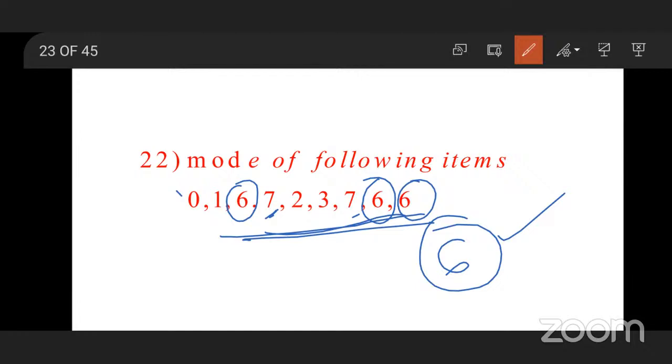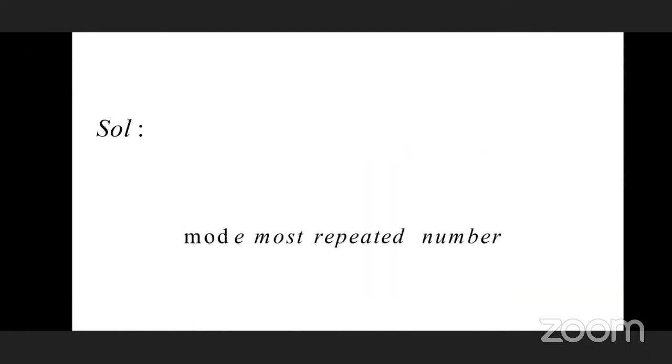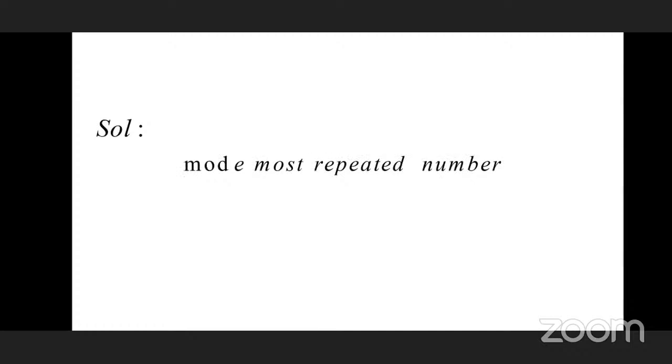That's why, what is the mode? The mode of the given problem is 6, the most repeated number. The mode is the most repeated number, and the most repeated number is 6 only. That's why the mode of the problem is 6.